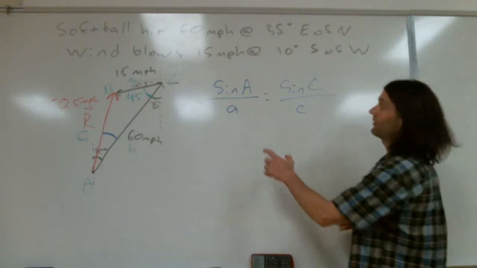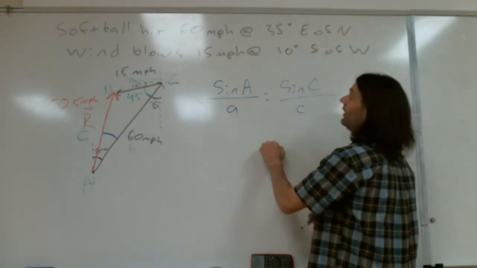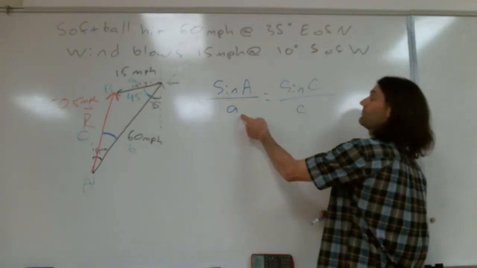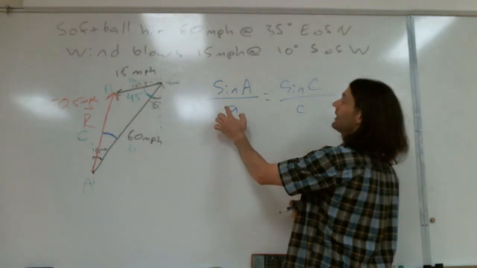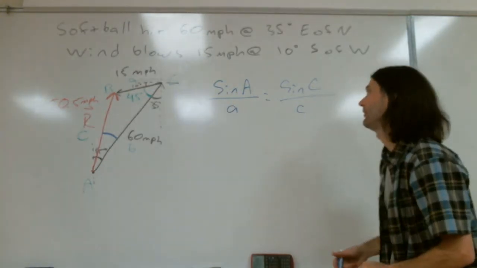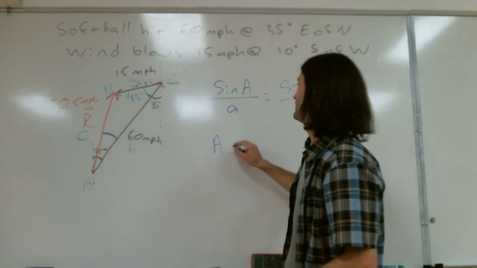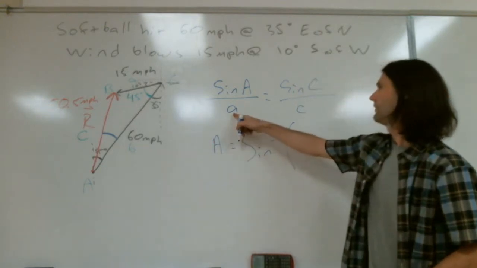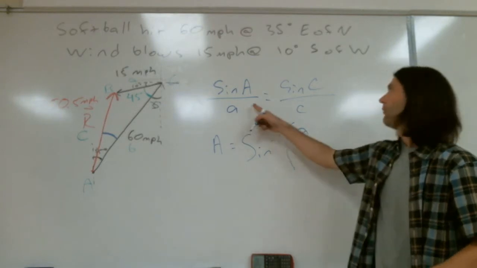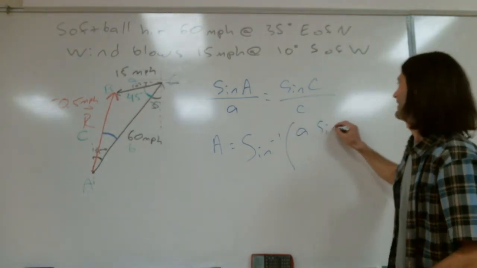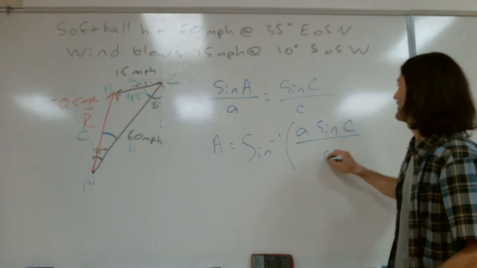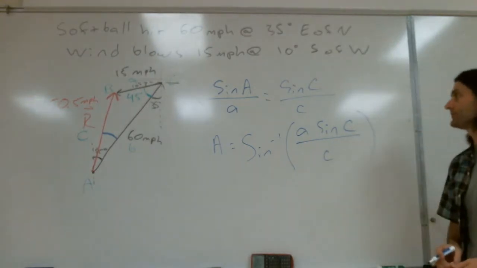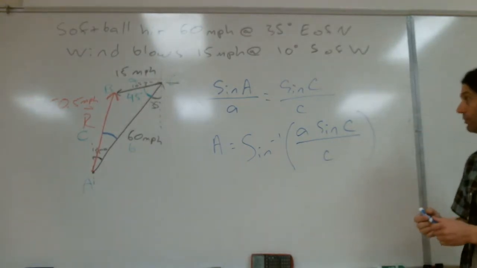And now to solve for what angle A is, I'm going to multiply both sides by lowercase a and take the inverse sine of all of that. So angle A is going to be the inverse sine of this little a multiplied by the sine of angle C divided by side C. So all of that is what we will push.